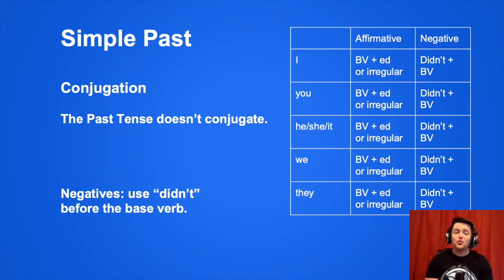The simple past is great in conjugation because it doesn't conjugate. It's always exactly the same. You'll see in the chart here. The negatives as well don't conjugate, but follow that rule of not and then something in front of it.